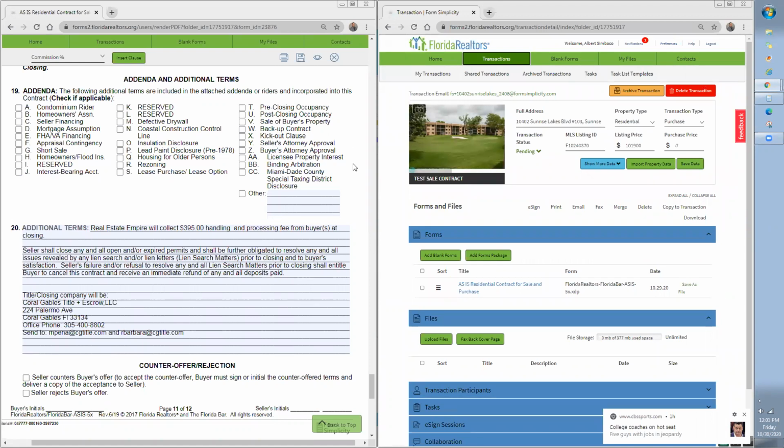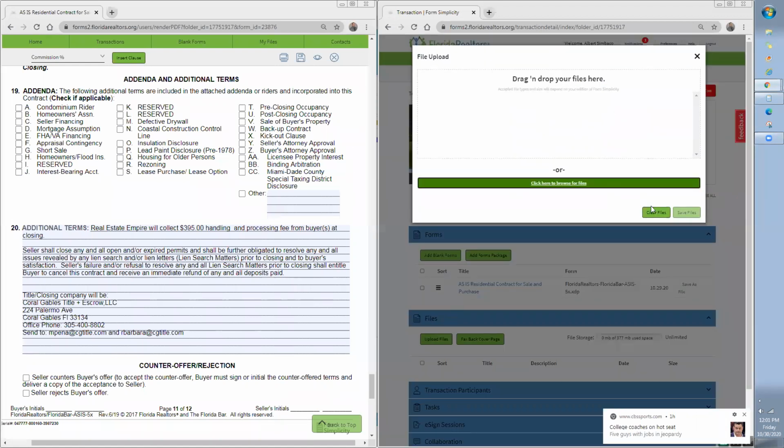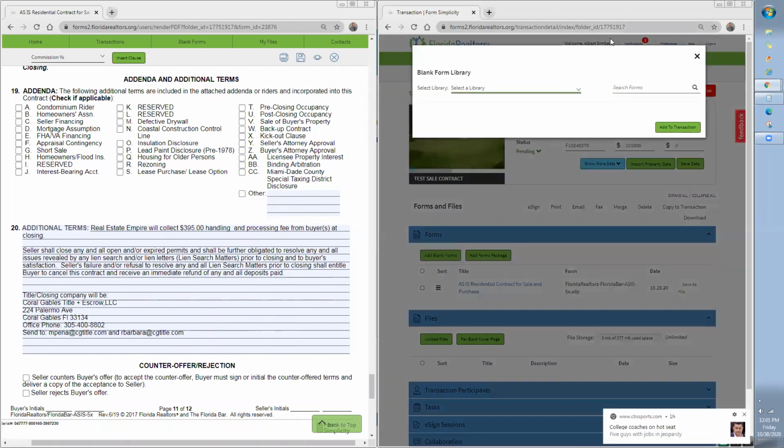Now we have the kickout clause. The kickout clause is more for the seller than it is for the buyer. Okay? What do I mean by that? If there is backup offers, if the seller knows that they're going to accept backup offers, okay, the seller will send this document to all parties making an offer, okay?